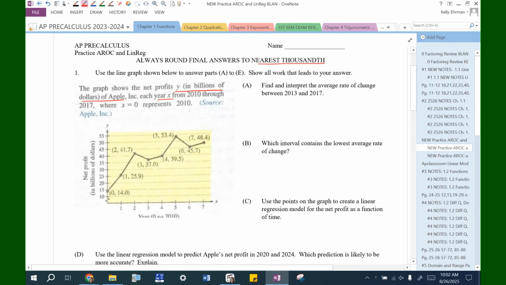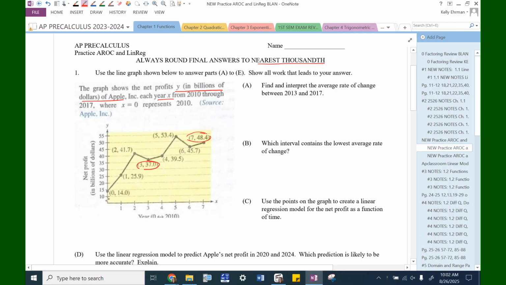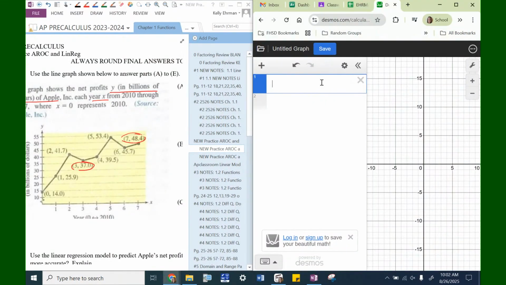0 represents 2010. Find and interpret the average rate of change between 2013, so that would be this point, and 2017. Now we can go to Desmos. Remember, we're practicing with our calculators. If I want to calculate that slope, I can say 48.4 minus 37. I forgot to hit my divided by sign, so I can highlight the whole thing and say divided by 7 minus 3. So that's coming out to 2.85.